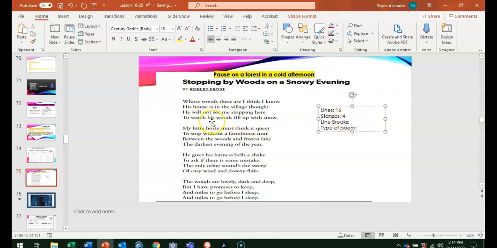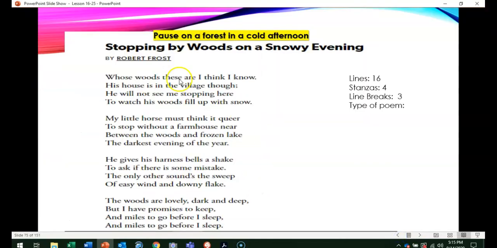Line breaks. Remember, line breaks is where a little finger fits. So if you're using the book Love That Dog, your finger should fit in between each stanza. Or you can see here my little circle fits in between. So this is 1, 2, 3. And do we count the last one? No. So how many line breaks do we have? 3. Now, the type of poem, boys and girls, we need to read it how many times? We need to read it a total of 3 times, right? Okay. So let's go ahead and read it again.